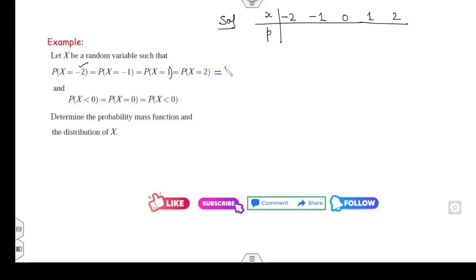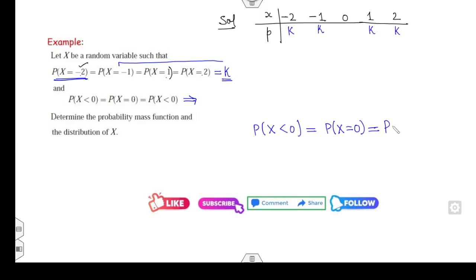Again, if I assume this number is my K, the probability at minus 2 is equal to K if you consider the first number and the last number. Similarly, if you consider X equal to minus 1, this is also K. What does it imply? Probability X less than 0 is equal to probability X is equal to 0, which is equal to probability X greater than 0. How many numbers satisfy these conditions?